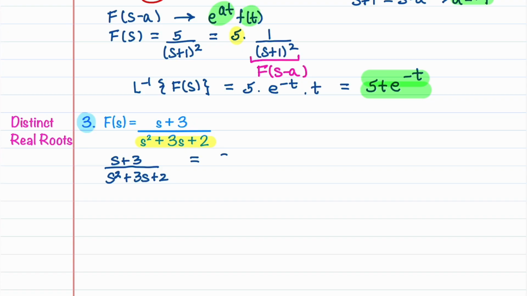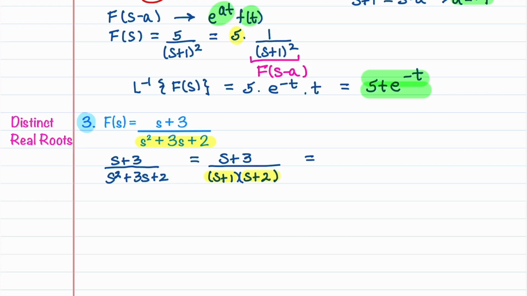And we're going to set this equal to s + 3. You just copy the numerator. Now let's see if the denominator factors. We can factor this into (s + 1) times (s + 2). Now our denominator has 2 linear factors. Since we can factor this, to find the inverse Laplace transform, we're going to need to separate our denominator into 2 separate linear factors, and we can do that using partial fractions.